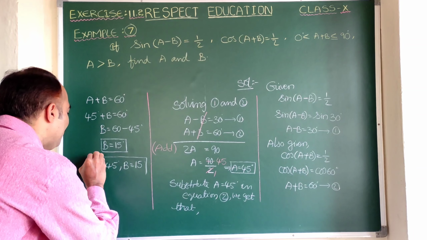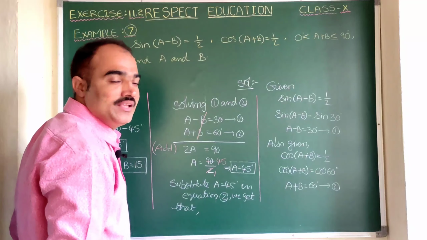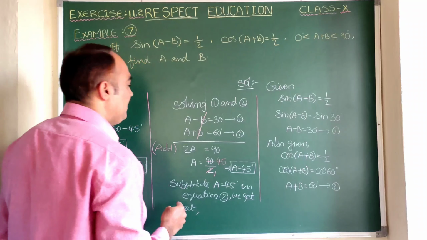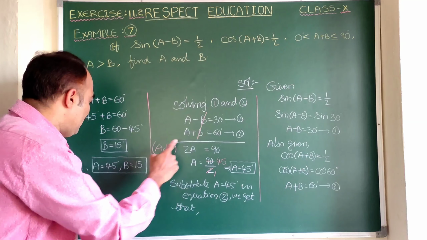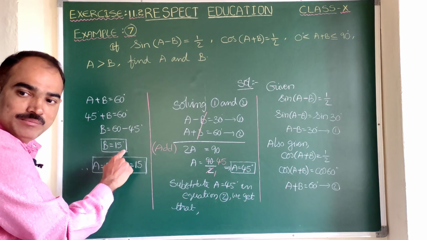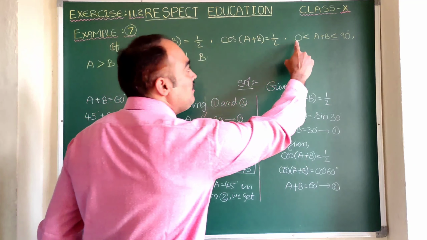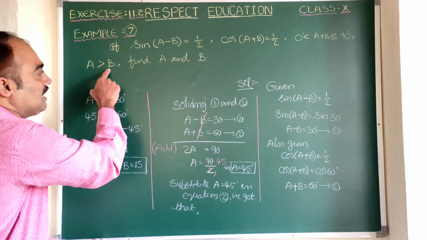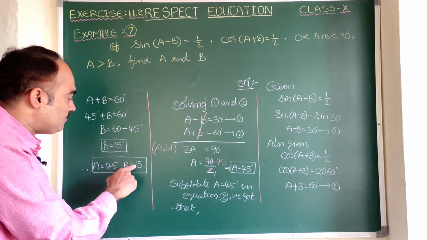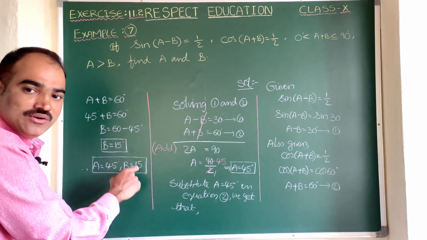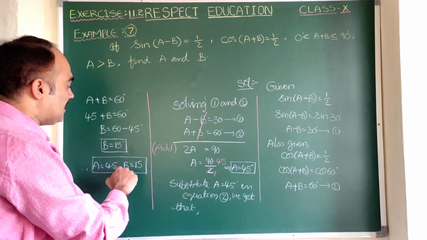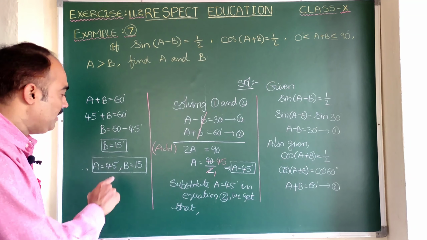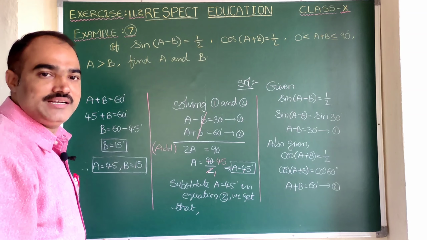Before closing the problem, let us check the conditions also. Here a plus b should be in between 0 and 90. What is a plus b? 45 plus 15, 60. Isn't it in between 0 and 90? Yes, 60 is in between 0 and 90. And one more thing, a should be greater than b. What is the value of a? 45. What is the value of b? 15. Is a greater than b or not? Yes, sir. So these answers satisfy all the given conditions. Therefore finally a is equal to 45 degrees and b is equal to 15 degrees. Any doubt? No, sir. Right.